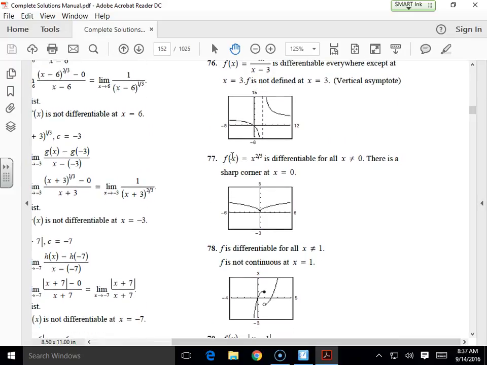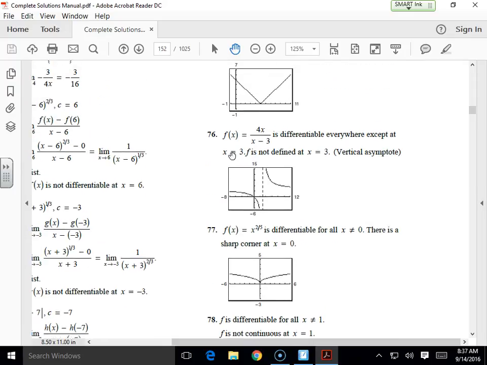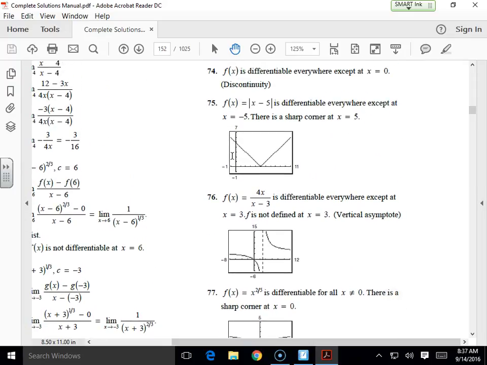And if you guys notice in number 77, why is it non-differentiable at 0? Because there's a sharp point. Technically, we call it a cusp. And then number 75, differentiable everywhere but 5. The function exists there, but there's a sharp point. The derivative will not exist.